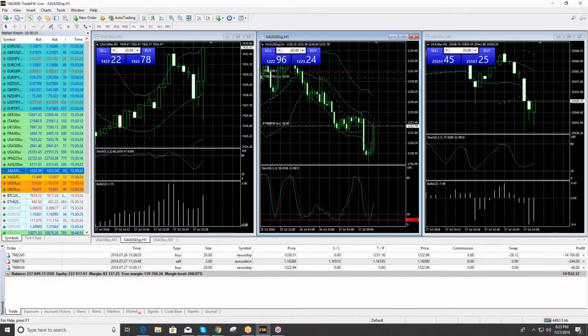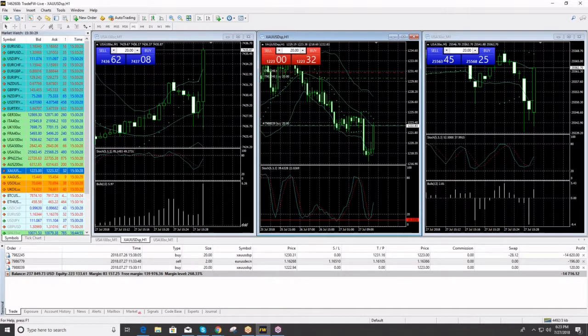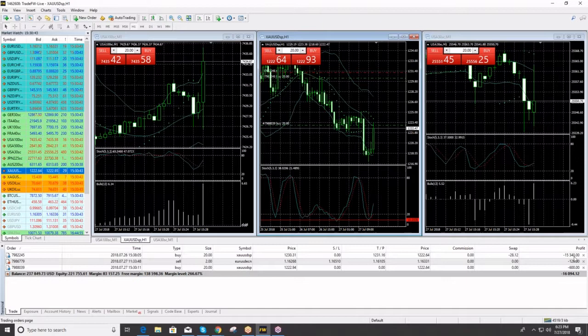Guys, the GDP just came out. As expected, 4.1%. Great, look at this movement. USA 100, Dow Jones, gold, look at gold, this is nice.